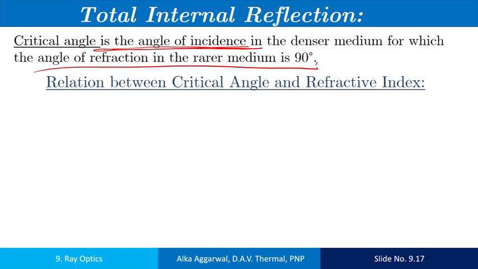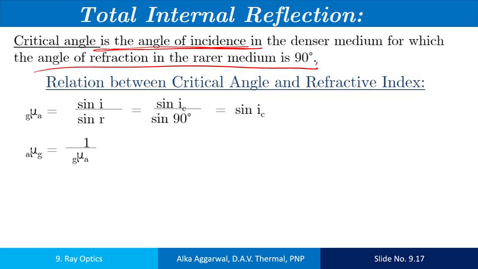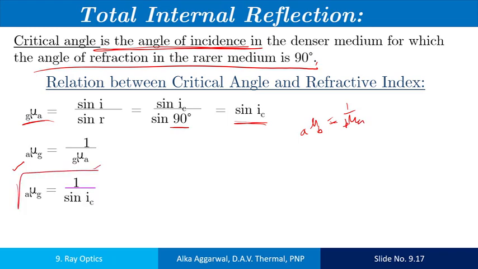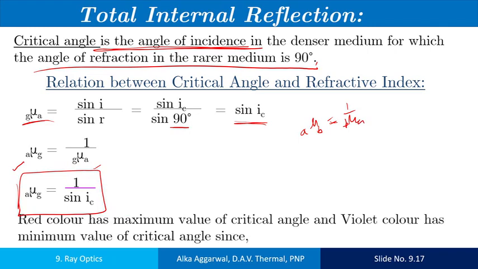Now let us derive the relationship between the critical angle and refractive index. As you have seen, the ray of light is going from denser medium to the rarer medium. So sin I upon sin R, where the angle of incidence is the critical angle C and the angle of refraction is 90 degrees, gives G mu A equal to sin C. You know the relation that A mu B equals 1 upon B mu A. Hence A mu G is equal to 1 upon sin C.